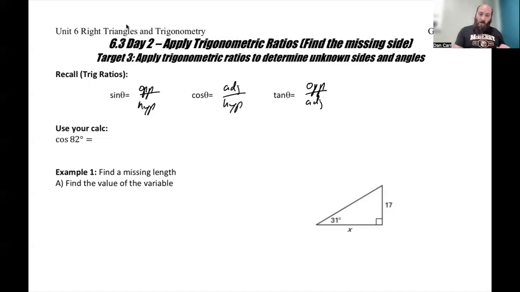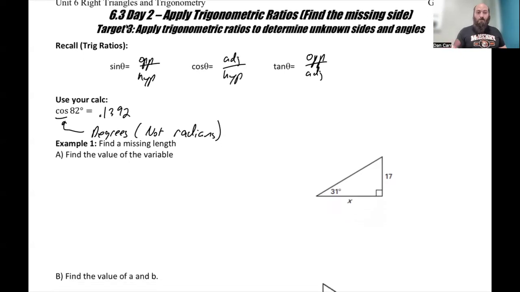You should probably do a quick check in your calculator. Look for the button that says cosine, hit that and type in 82. When you hit enter, cosine 82 should come out to 0.1392. This is just to make sure you're in the right setting, because your calculator mode needs to be in degrees, not radians. That's just a thing you'll have to do to make sure you're in the right setup for these problems.